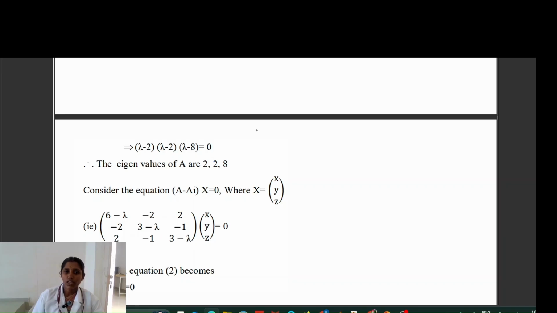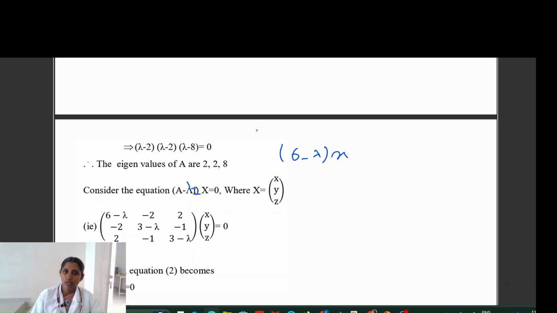Next, we consider the equation (A minus lambda I) into X equal to 0. Here X equal to x, y, z. The A matrix we already formed. I matrix means the identity matrix, that is [1, 0, 0; 0, 1, 0; 0, 0, 1]. By solving A minus lambda I, we get [6 − λ, −2, 2; −2, 3 − λ, −1; 2, −1, 3 − λ] into [x, y, z] equal to 0. By using this, we form an equation. The first one is 6 minus lambda into x, by matrix multiplication.